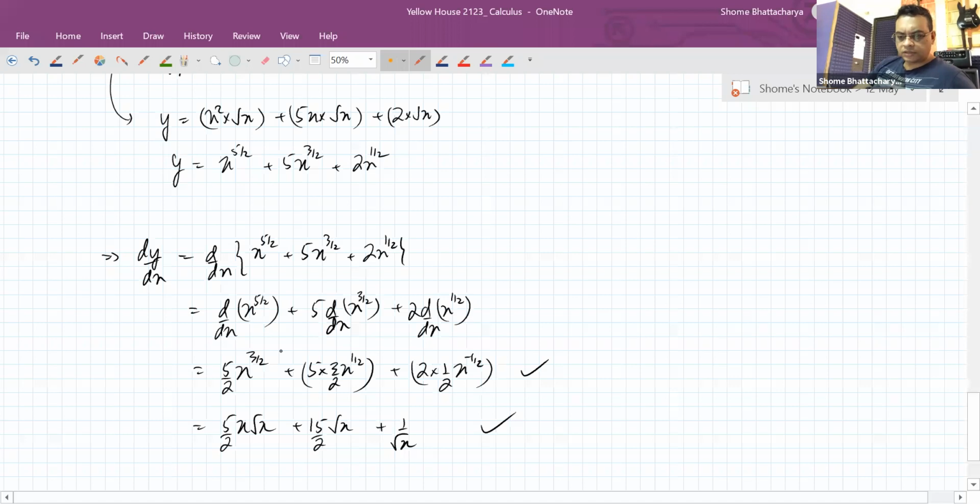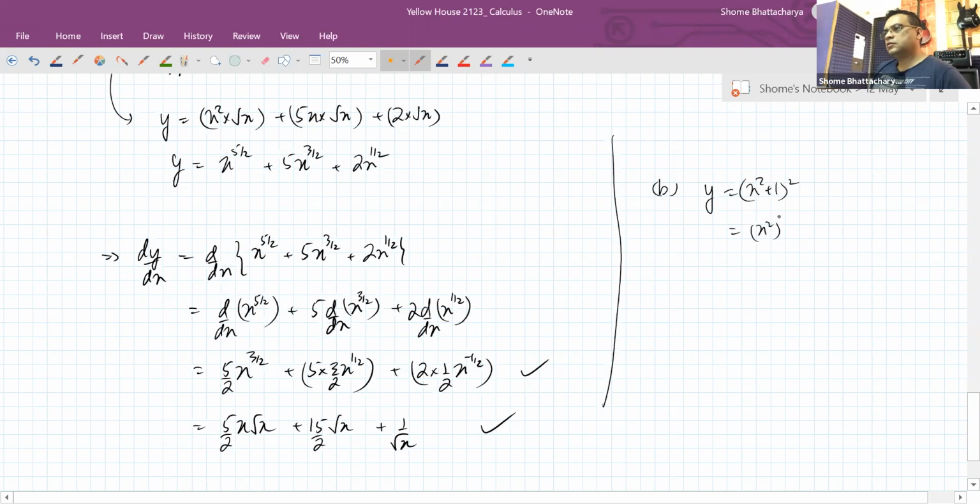Sir, yes, sir, I had a doubt in the B part of the question. The B part of the fourth question. Yeah, so in that what you do is you just expand this. So y is x square plus 1 whole square. So just expand this. Okay. So it's x to the power 4 plus 2x square plus 1, right? And now you differentiate.